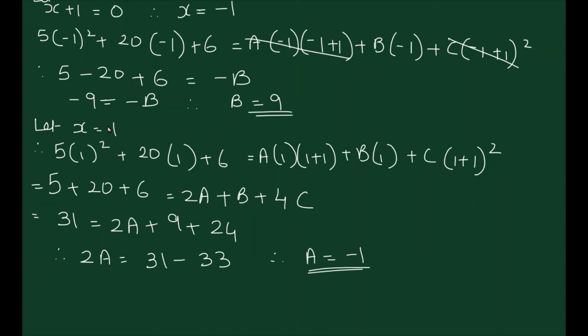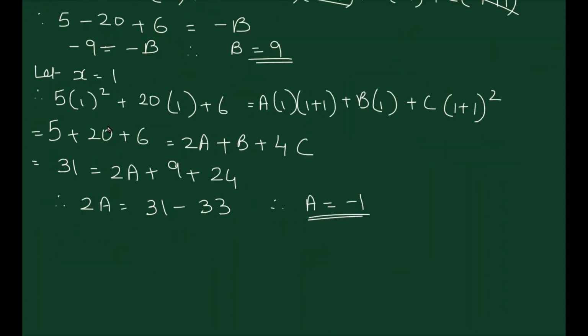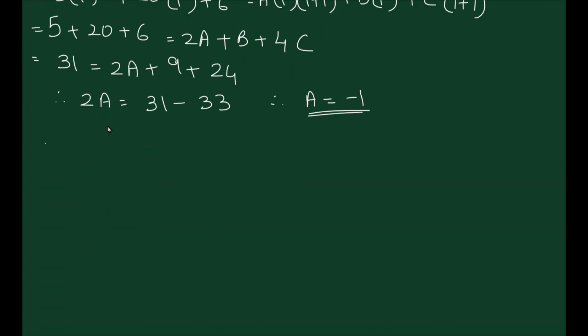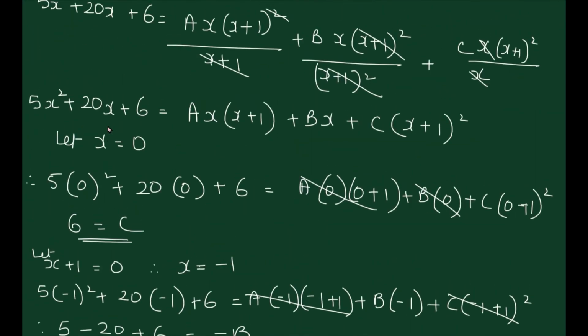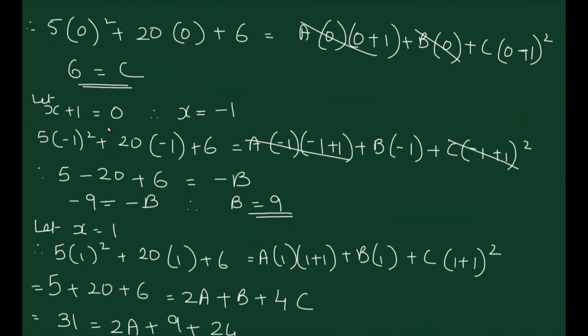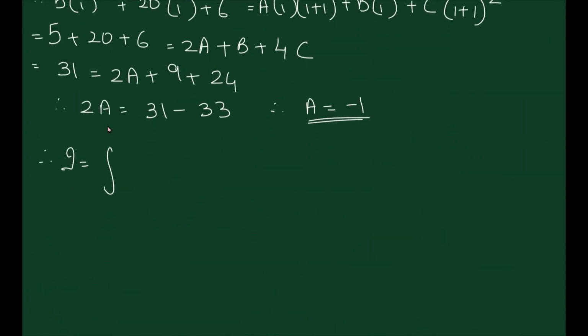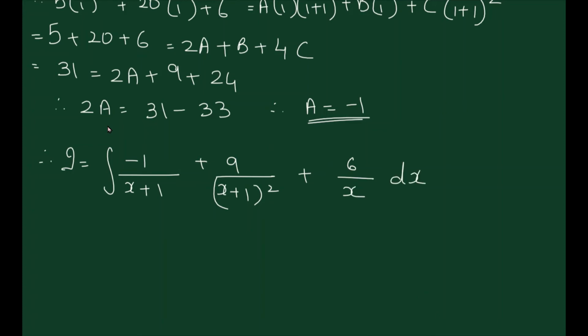So in this way we got the value for a, b and c, and therefore our integral becomes I is equal to the integral of a upon x plus 1. Now our a in this case is minus 1. So we get minus 1 upon x plus 1 plus b upon x plus 1 the whole square. Now the value for b is 9. So 9 upon x plus 1 the whole square, and the value for c, which is 6. So 6 upon x dx. Okay, so this becomes our integral.